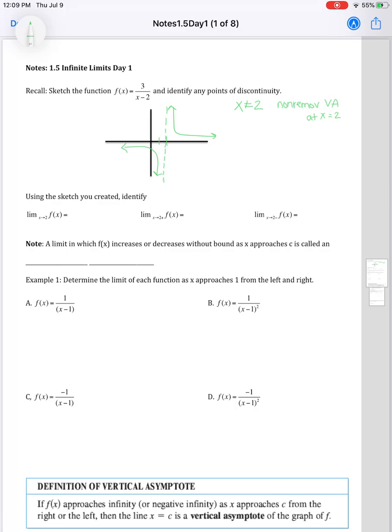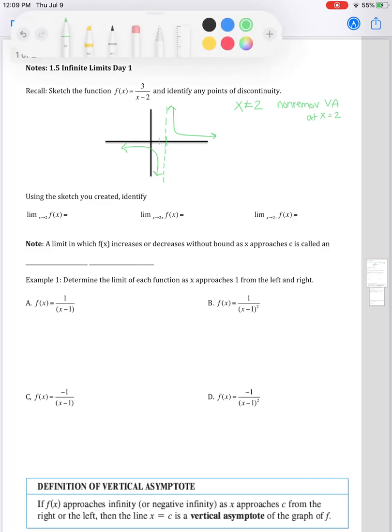Okay, so again, all you're doing is picking values to the right and to the left, and the easiest thing is just decide what the sign is of the function in terms of the y value, and that'll identify which quadrant your point is going to be in. So now if we look at this and we say, okay, using the sketch, now we're going to talk about limits. So we're going to say the limit as x approaches 2 of f of x.